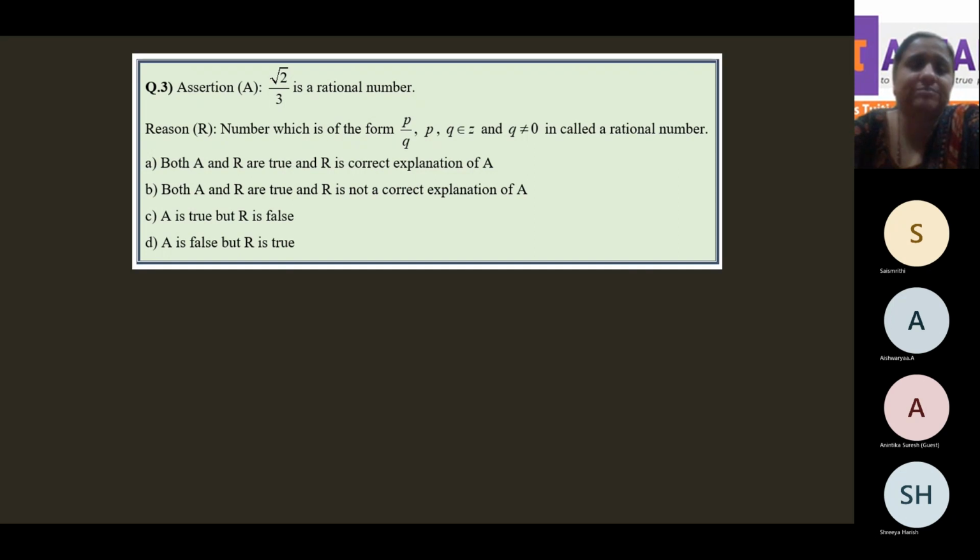Is the assertion statement true? Square root of 2 by 3 is a rational number. What's a rational number? Integer by integer is a rational number, right? So it's true. Correct? Yes, ma'am.